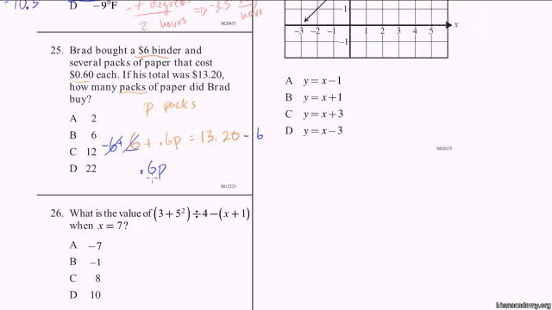And so you're just left with 0.6p on the left-hand side, which is going to be equal to 13.2, or $13.20 minus $6. You could write it that way if you like. 13 minus 6 is 7. So it's going to be $7.20, or 7.2. And then to solve for p, we just divide both sides by 0.6. So if we divide both sides by 0.6, the 0.6's cancel out on the left-hand side, so you're just left with a p. So p is equal to 7.2 divided by 0.6.